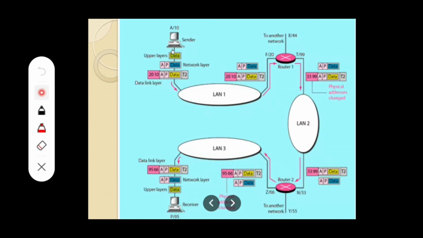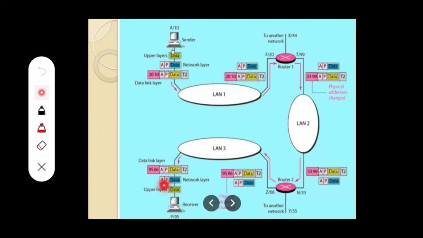Okay, so here what he does, he will take the data, he will take the packet, then he will encapsulate with his source MAC address. His source MAC address is 66 and the destination MAC address is 95. Okay, so straight away this is going to this host, so the destination MAC address is 95. Okay, now he will pass on this datagram to this host.